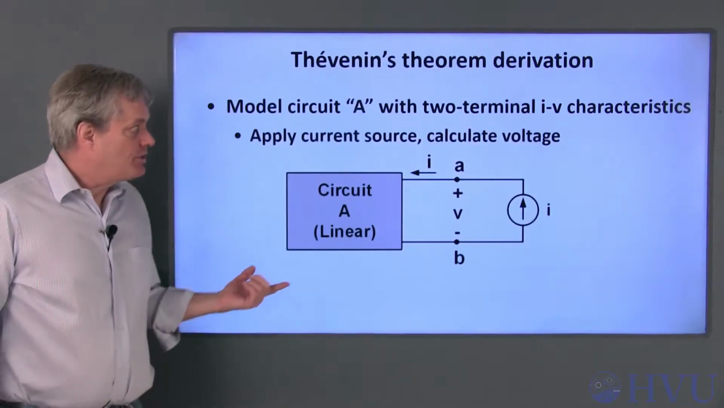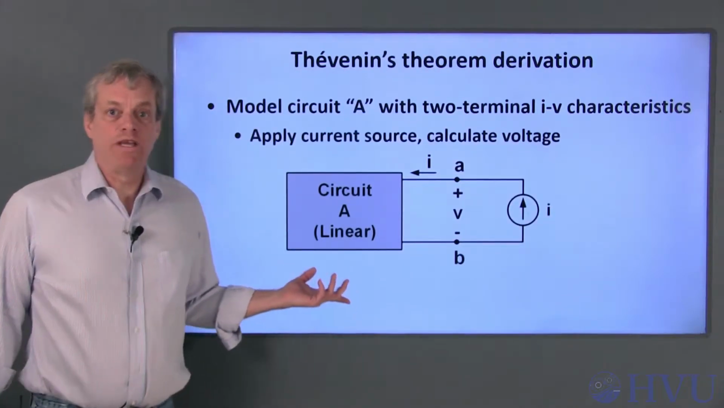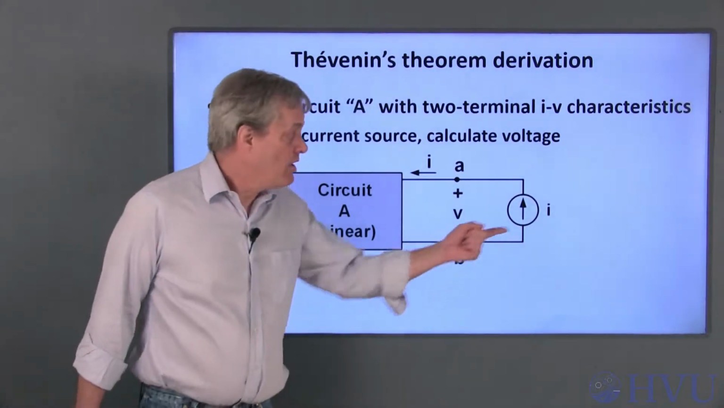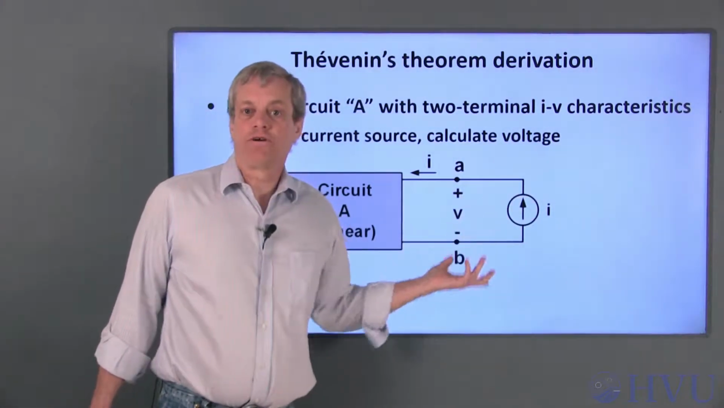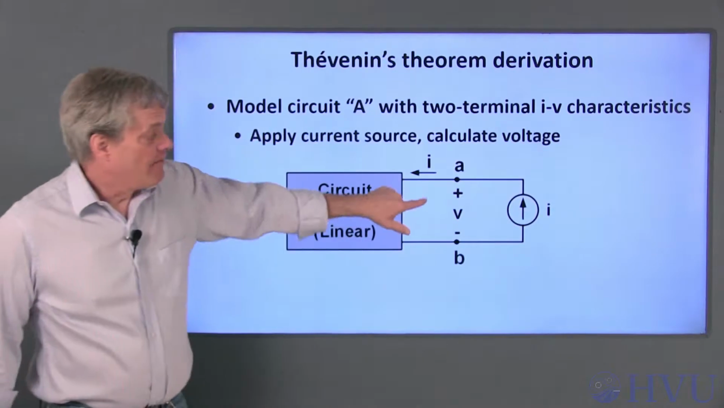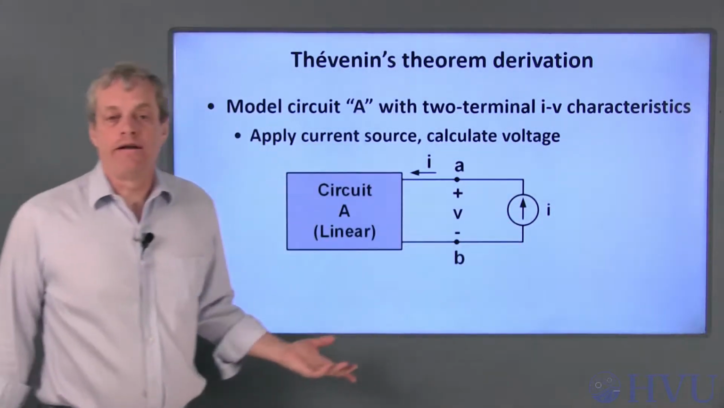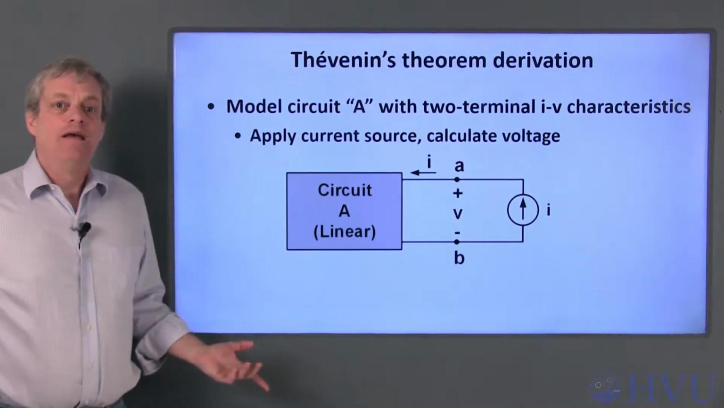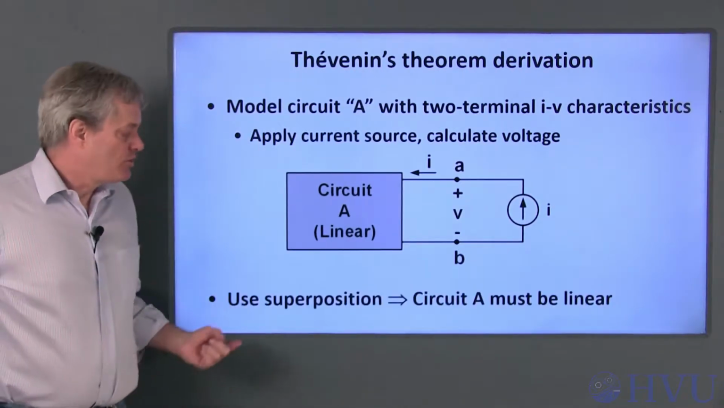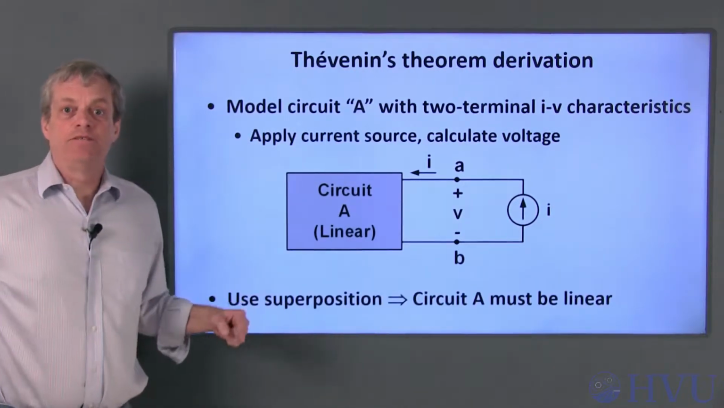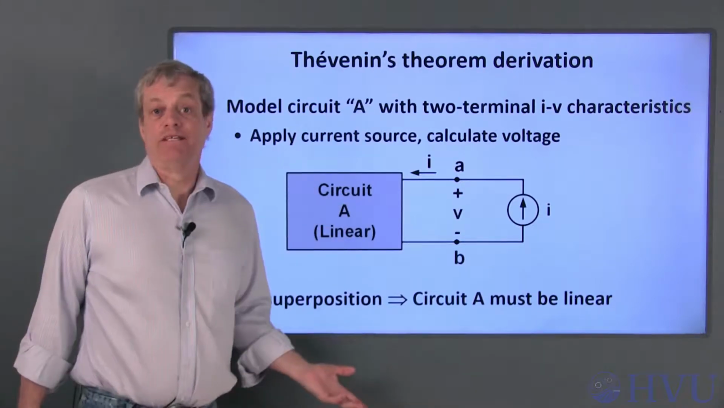To find the voltage-current relationship at the terminals, we can use the same trick we did before, which is to connect a hypothetical current source across the terminals. If we calculate the voltage resulting from this current, we can get the desired IV characteristic. In order to do this, we'll use the superposition principle. That means that the circuit we're modeling has to be linear.